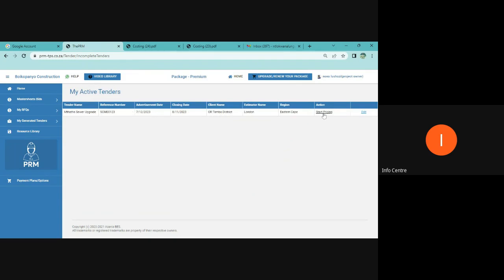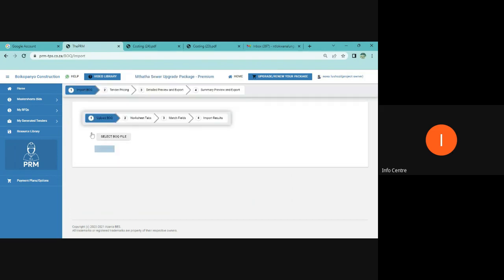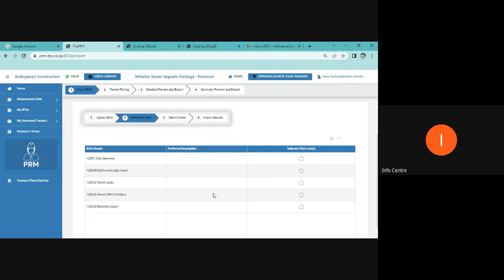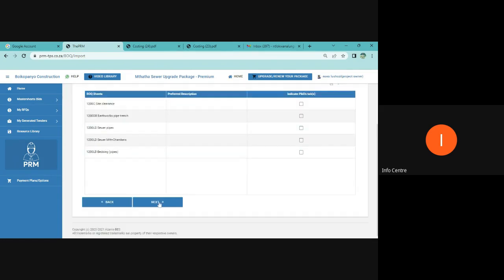I go to start pricing. Then from there, it will ask me to upload a BOQ. So wherever I've saved it in the system, I'll just click on it and save it. And then there it is, sewer BOQ upgrade. I press upload. Once that is done, I just click next. You can see site clearance, earthworks, sewer, pipes, manholes, chambers, and bedding. From then on, you can see this is site clearance.